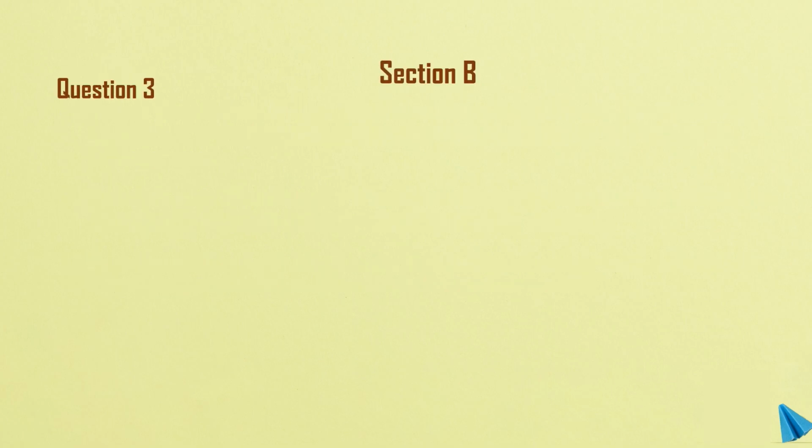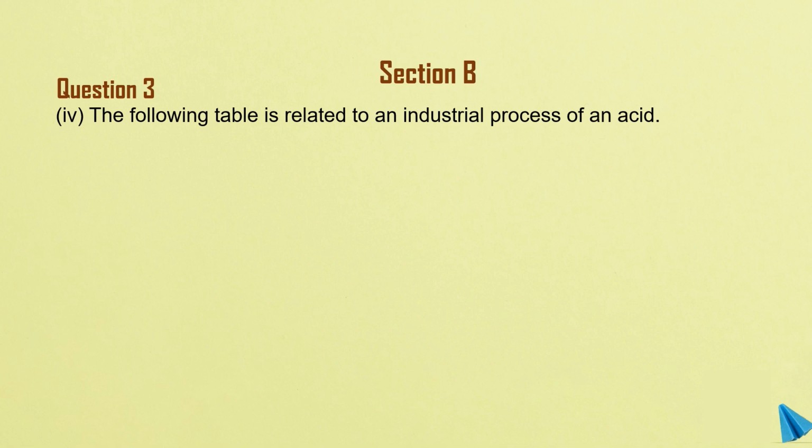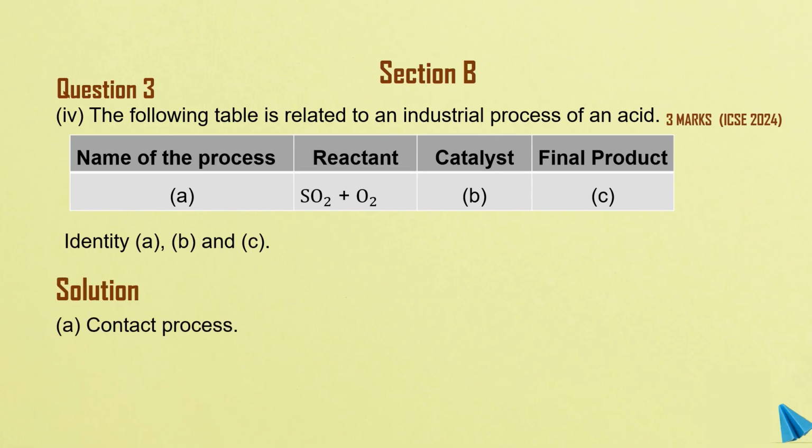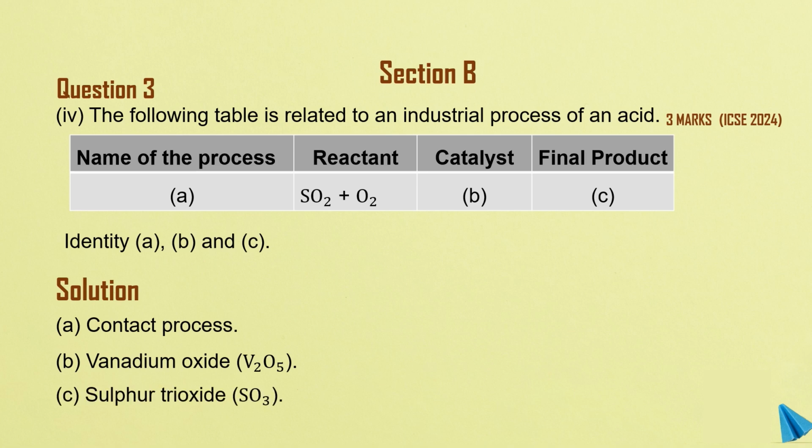Now let's move to a new question, that is question number 4 from section B. The following table is related to an industrial process of an acid. So here is a table. Name of the process is given, reactant is given, catalyst is given, final product is given. We're supposed to identify A, B and C. The reactant is SO2 plus O2. So A, the process is the contact process. For B, the catalyst is vanadium oxide, that is V2O5, and the final product is sulfur trioxide, that is SO3.